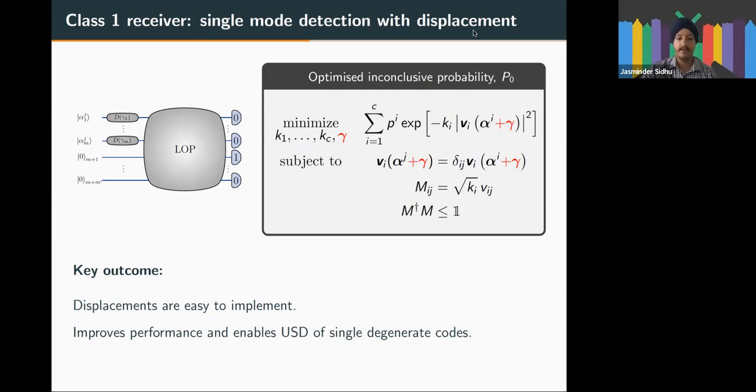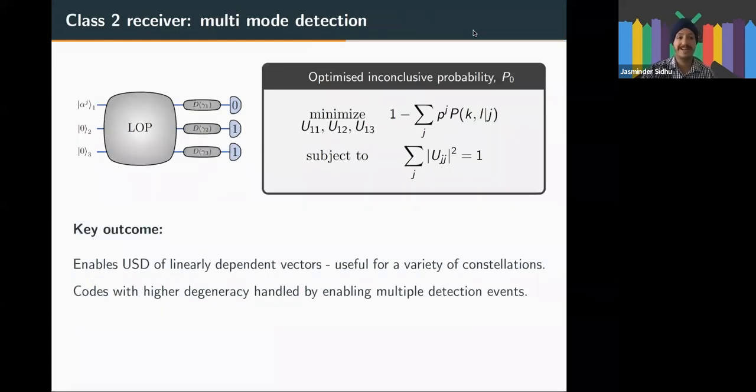Okay, now, as you can imagine, there will be a range of constellations or codes that have greater degeneracy. And so this brings us to a class 2 of receivers where we make use of multimode detection. As you see on the top left, an example is where we have a signal state and we mix it with vacuum auxiliary modes at LLP, and then we displace each mode before detecting 2 modes, which is shown by 2 ones across the mode. This is just an example.